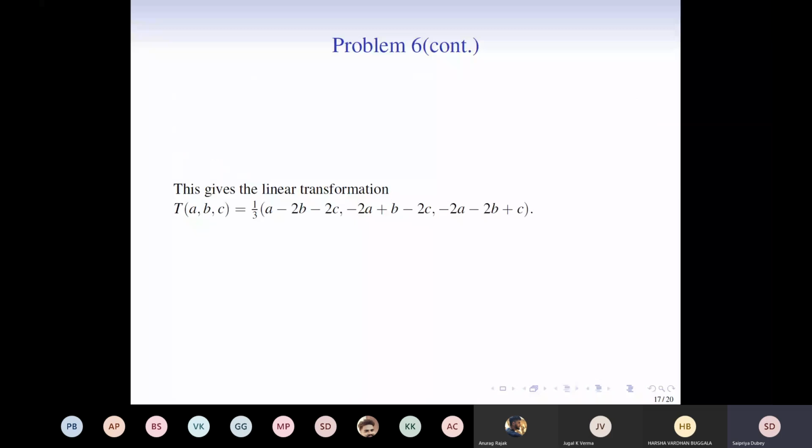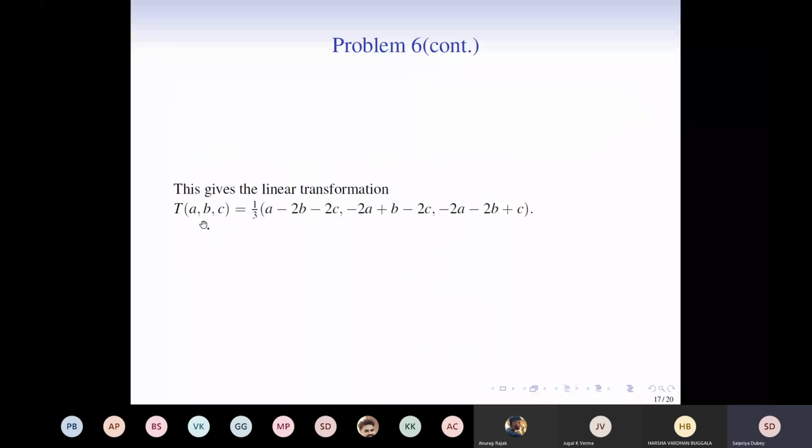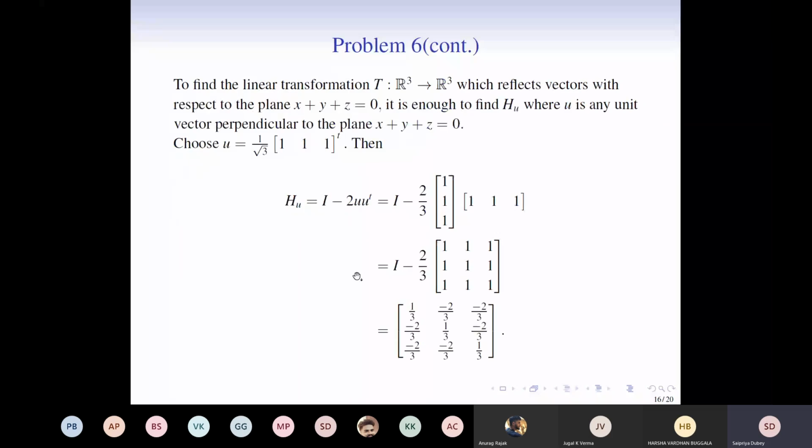So the problem does not stop here. We have to calculate the linear transformation T. So we just calculate T of (a, b, c). The matrix associated to T is here, that is H_U. So for finding T, we just multiply this H_U with the vector (a, b, c) to get the linear transformation.